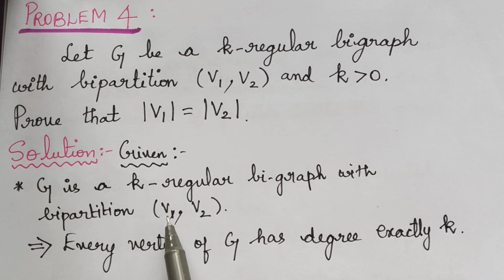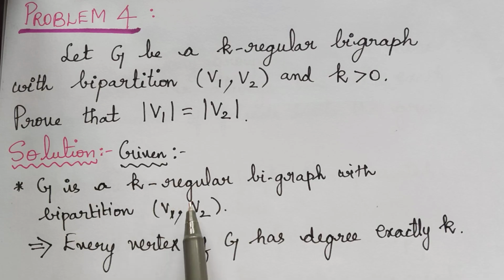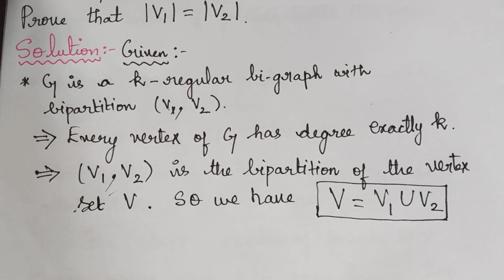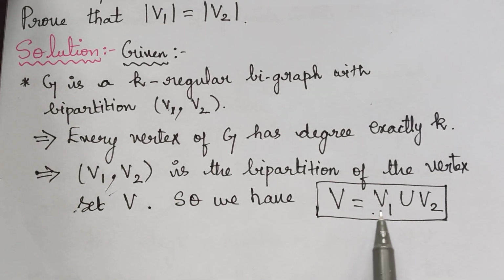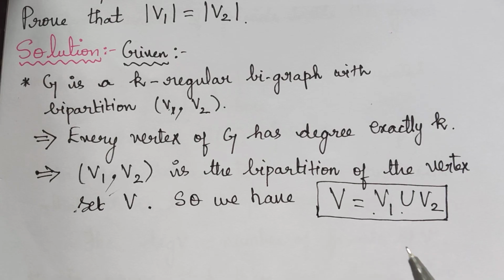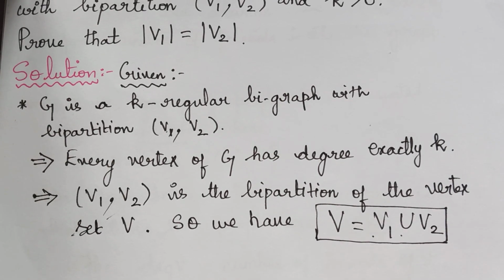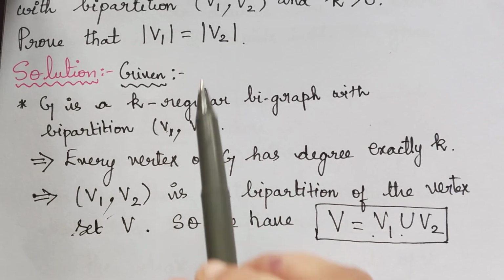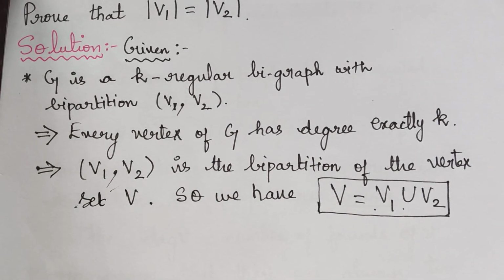Also, this V1, V2 is the bipartition of the vertex set capital V, and so capital V can be written as V1 union V2. So let us write that. That is, we have V equal to V1 union V2. Now what we have to prove? We have to prove that the cardinality of V1 is equal to the cardinality of V2. So let us write that.